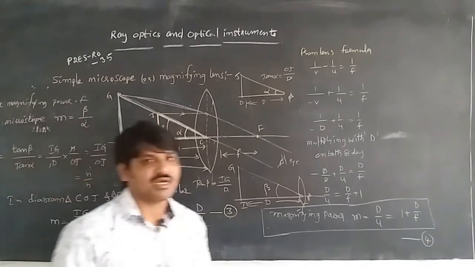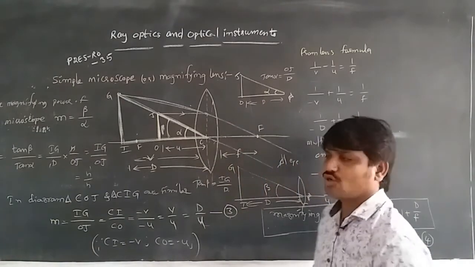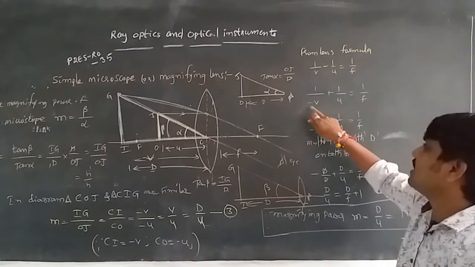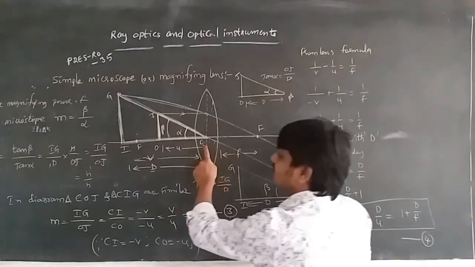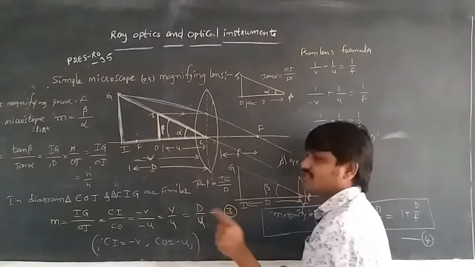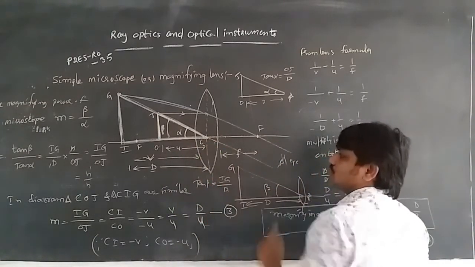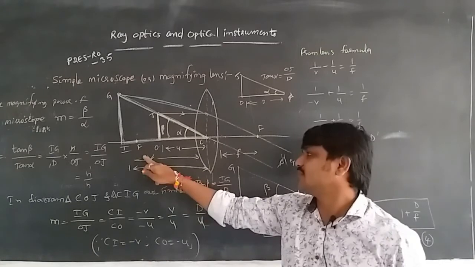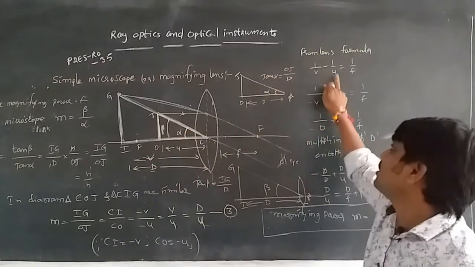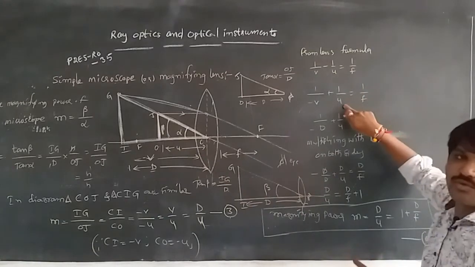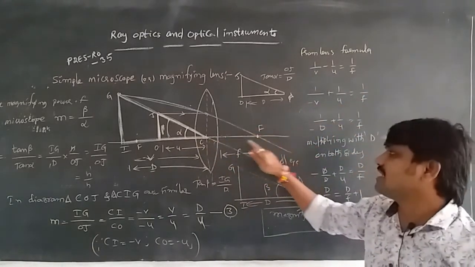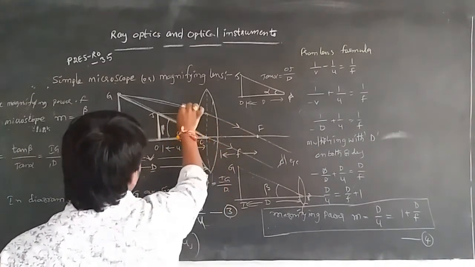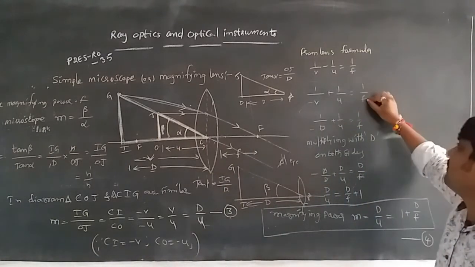Now, to find the magnifying power of a microscope, from the lens formula 1 by V minus 1 by U is equal to 1 by F. All distances are measured from the optical center. The image is formed on the side of the object, so the image distance is minus V and the object distance is minus U, but the focal length is in the direction of the incident ray, so it is plus F.